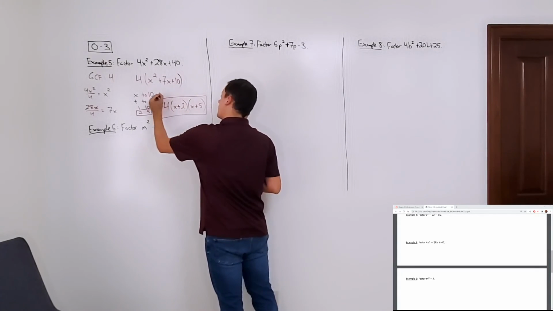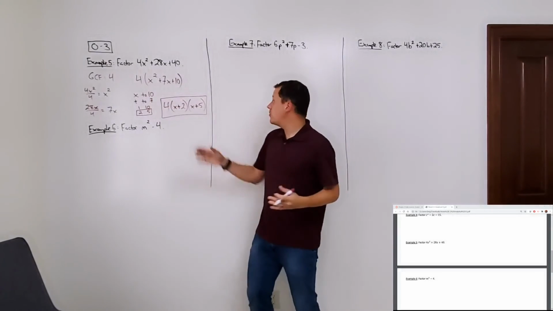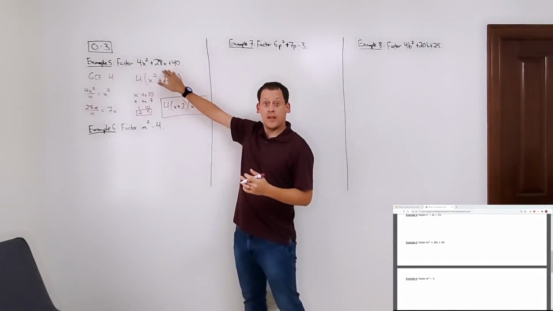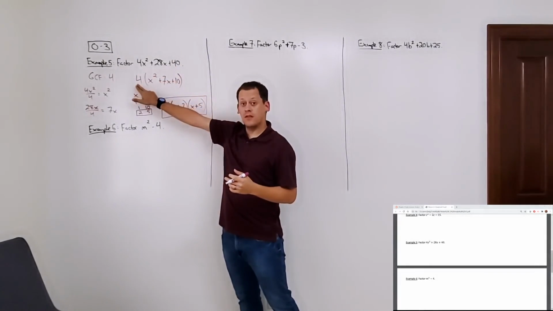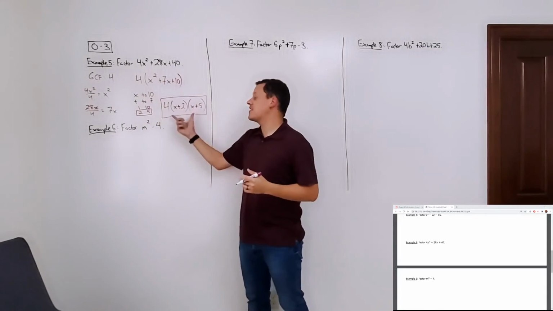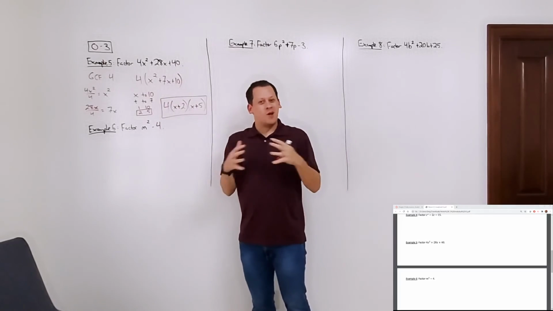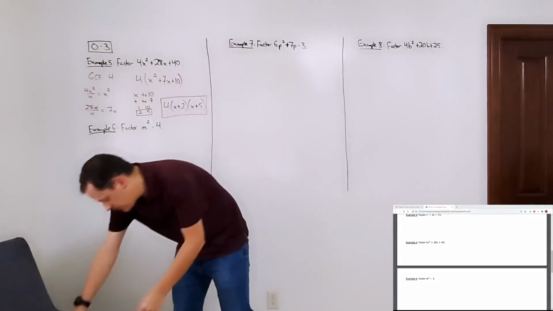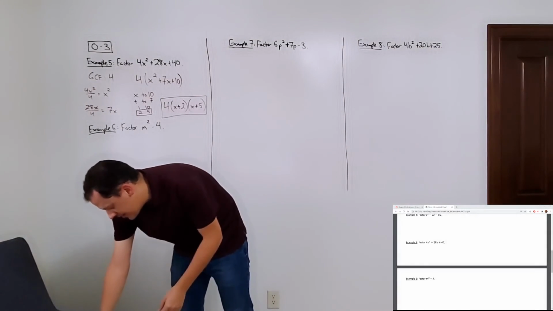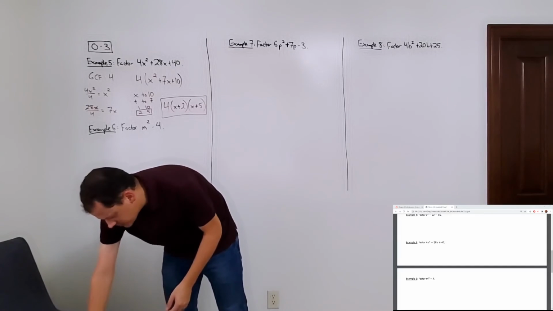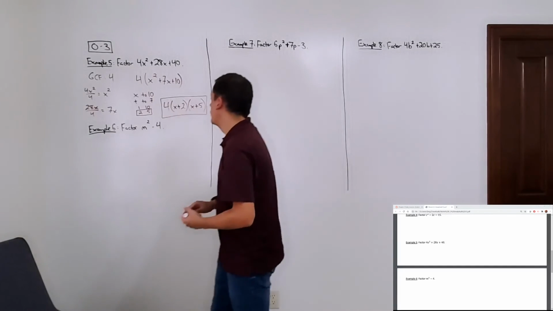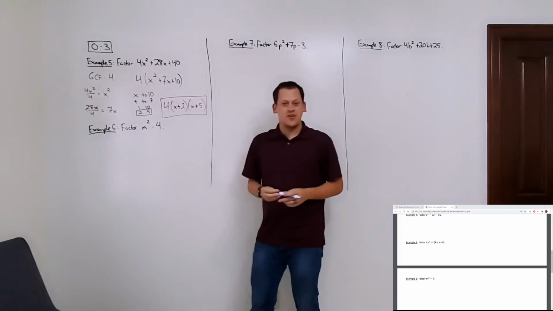All right. So there's an example where we started with a trinomial that had a GCF, but we were able to pull it out and factor what was left, putting both types of problems together in one. All right. Let's tackle the next one. Example 6. We're going to factor m squared minus 4.